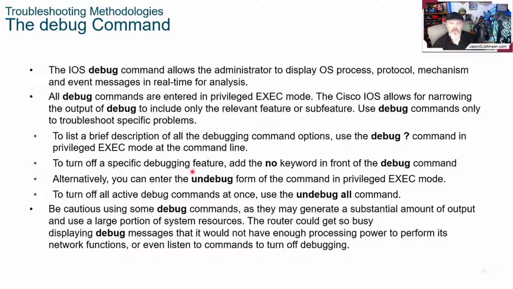To turn off a specific debugging feature, add the no keyword in front of the debug command. Alternately, you can enter the undebug form of the command in privileged exec mode. To turn off all active debug commands at once, use the undebug all command.